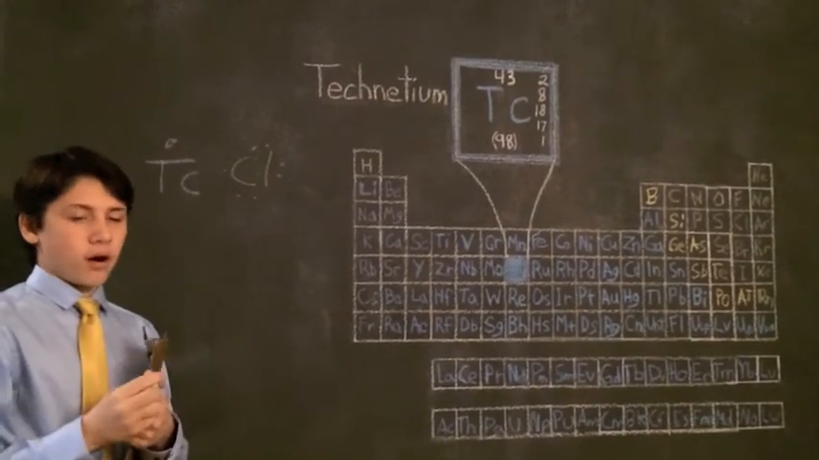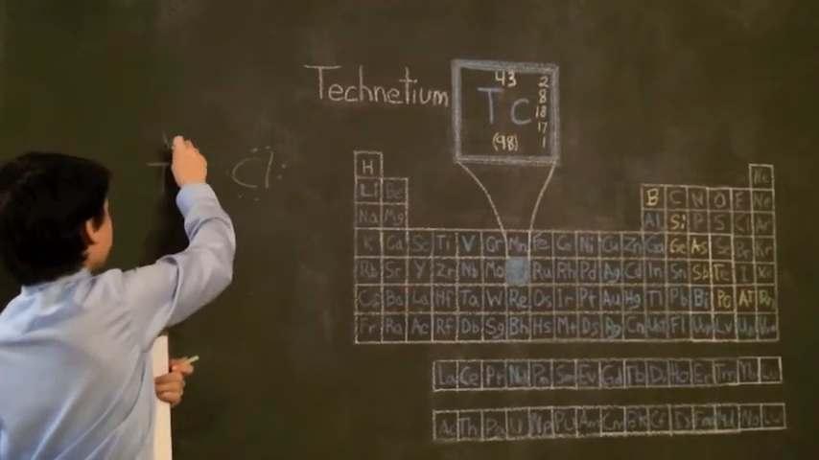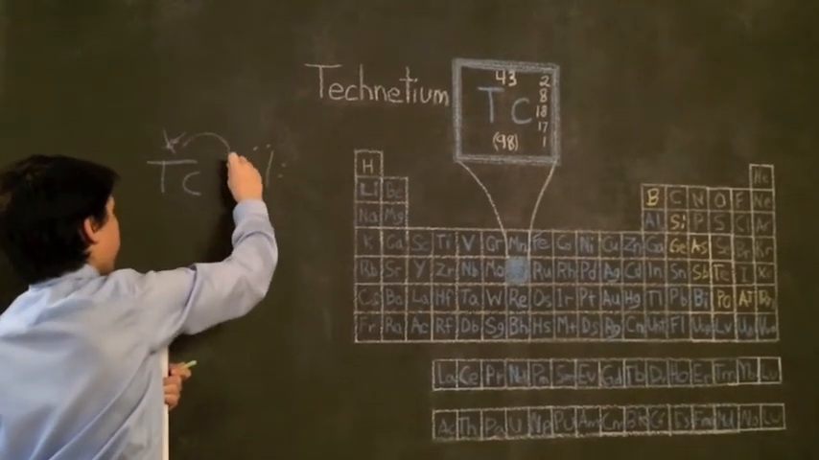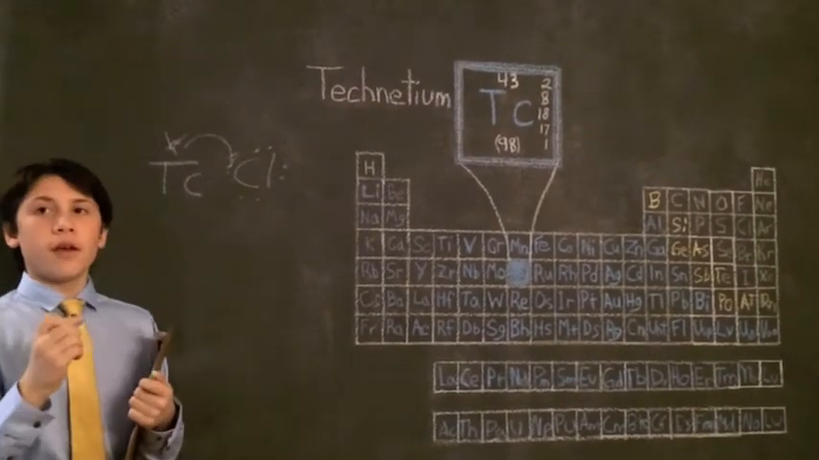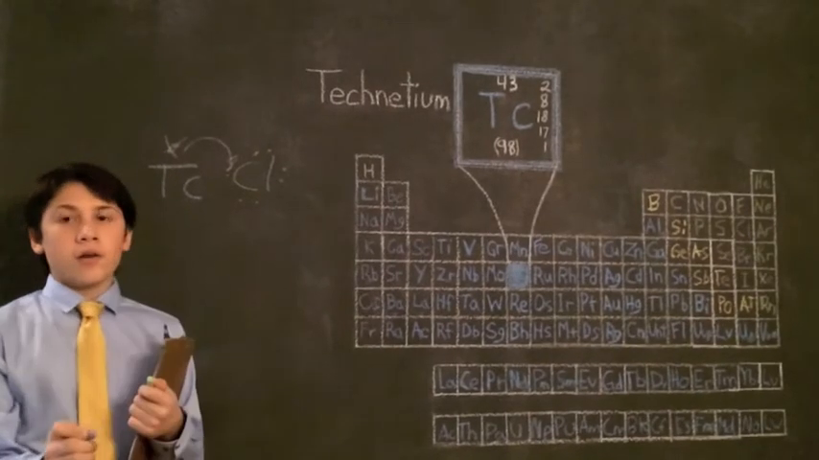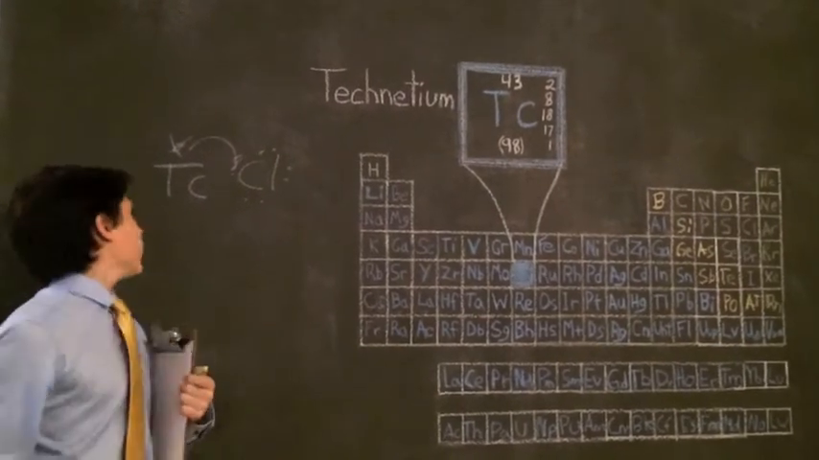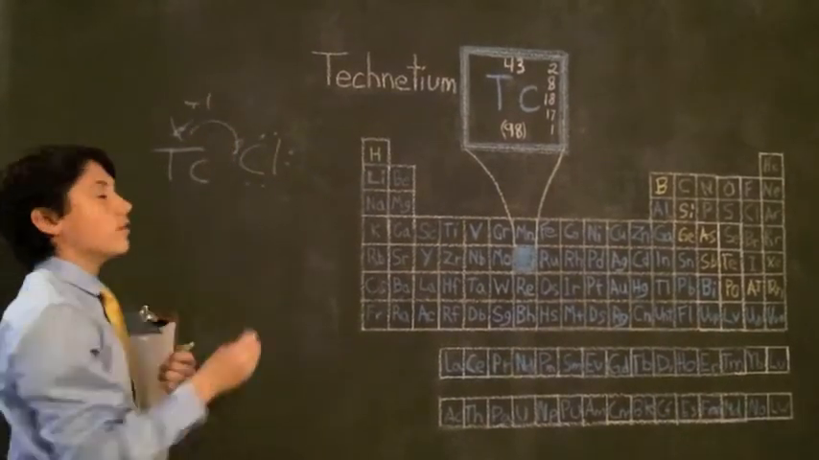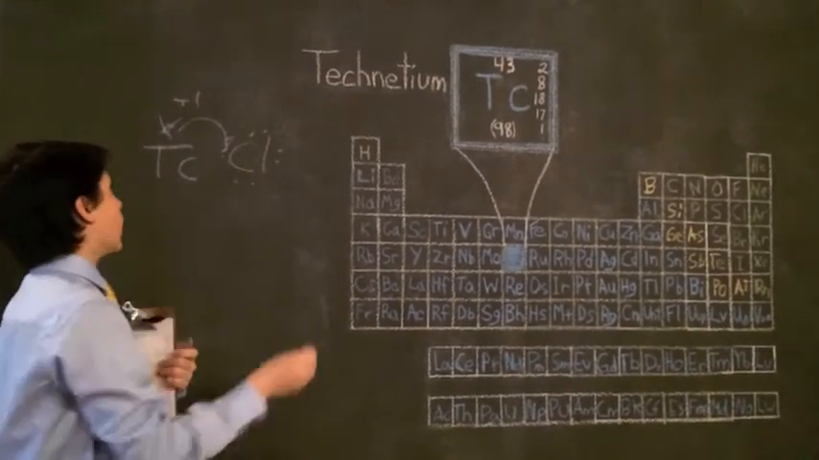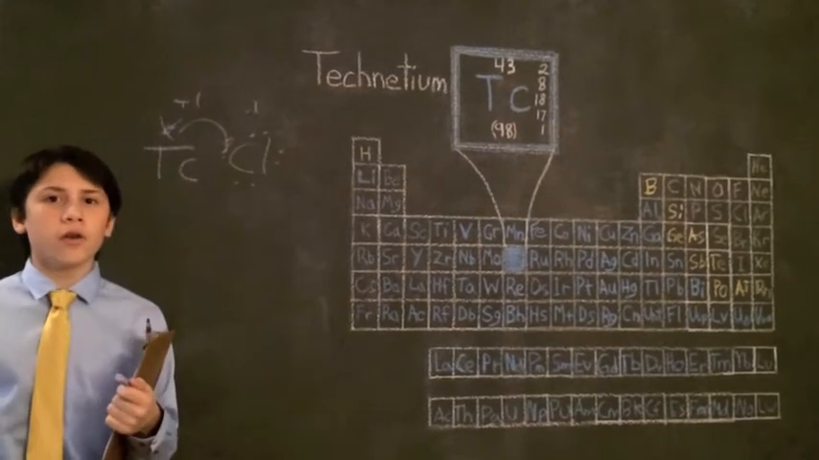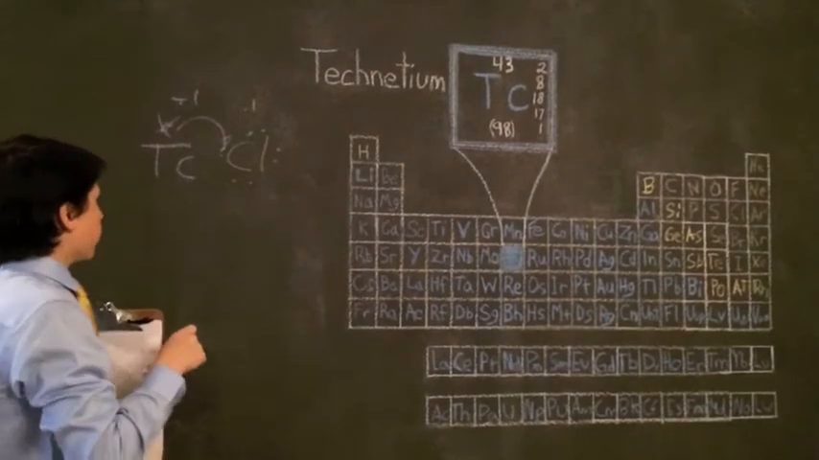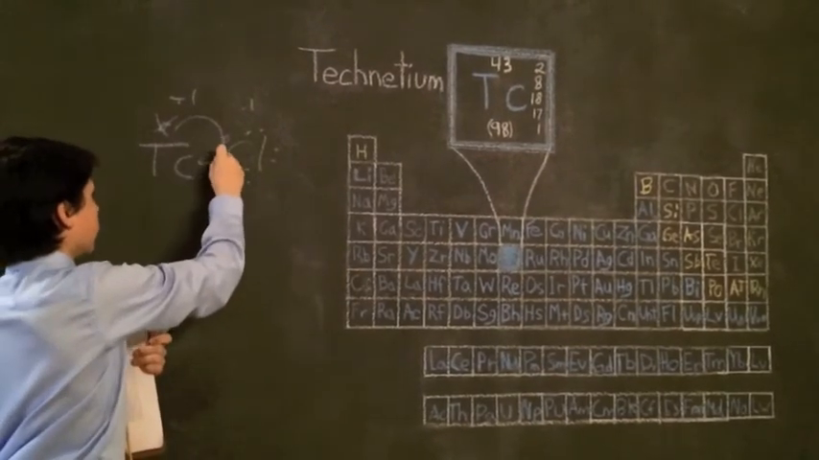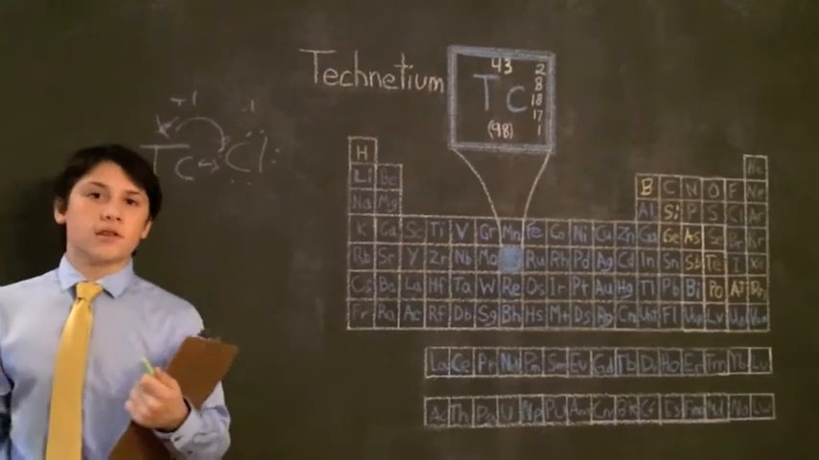To form ionic bonds, technetium will give away its electron and give it to chlorine. Now, technetium has an empty outer shell and chlorine has a full outer shell. Now, since technetium lost a negative, it is now plus 1. Since chlorine gained a negative, it is now minus 1. And as we all know, through electromagnetic force, opposites attract. So, they will attract and form technetium chloride.